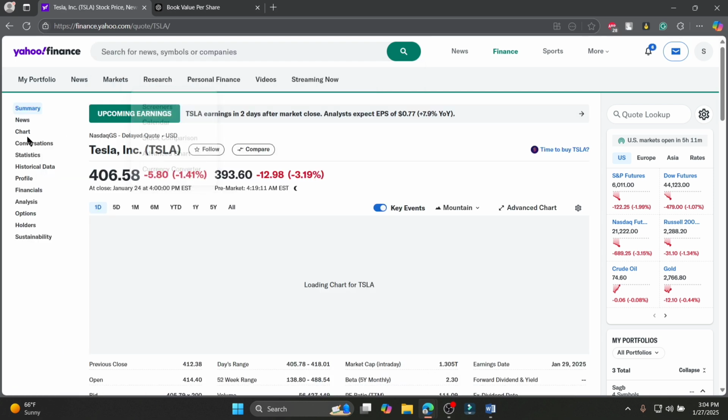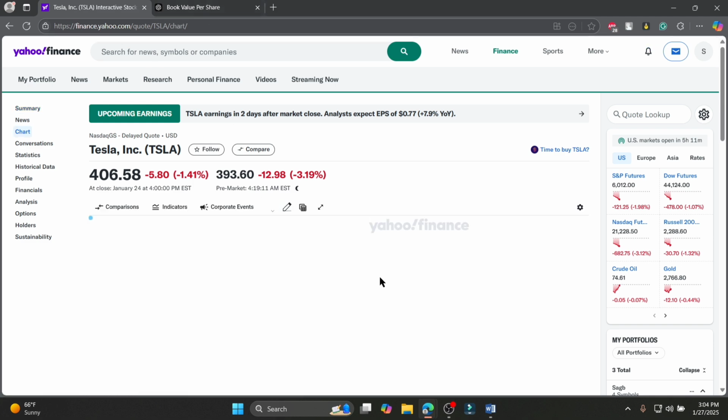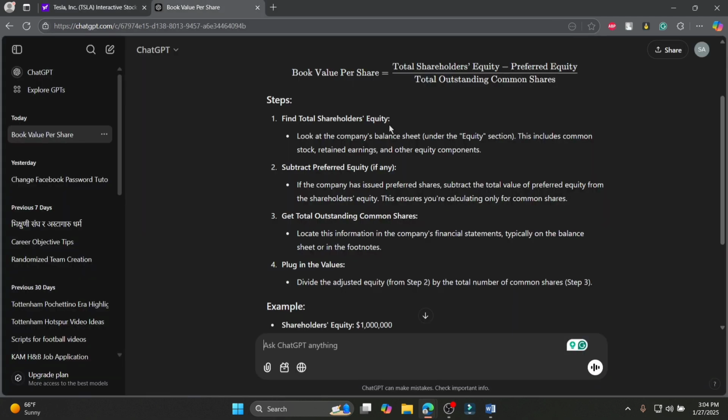After you have done searching it, what you need to do is find these charts over here on the left hand side, such as financials, historical data, statistics, conversion and chart. So what you need to do is find some key factors or symbols from it. So the steps are quite simple.